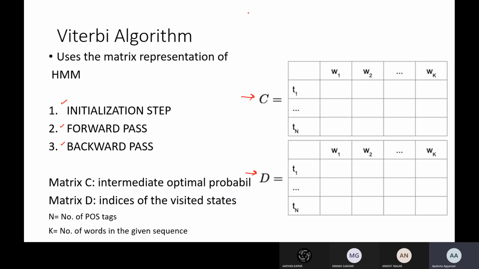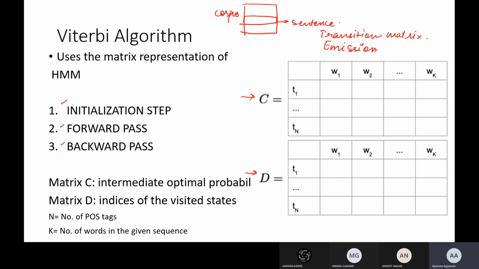Now what we have is a corpus, and we want to know the probability of a sentence. Then we have POS tags associated with it, and we have a transition matrix and an emission matrix. So these are the data structures that I already have. Next are C and D. These two matrices are used specifically in this Viterbi algorithm.